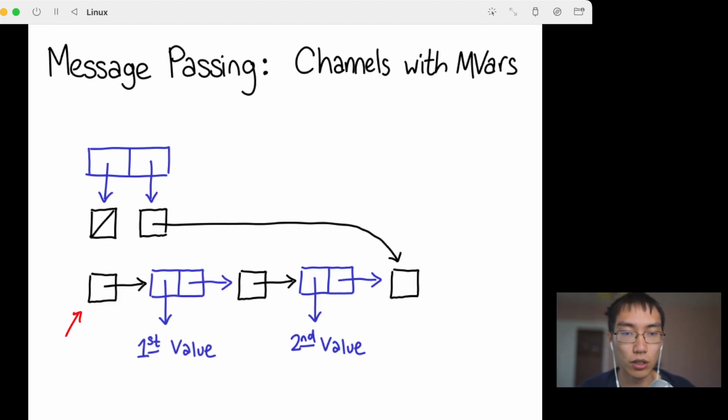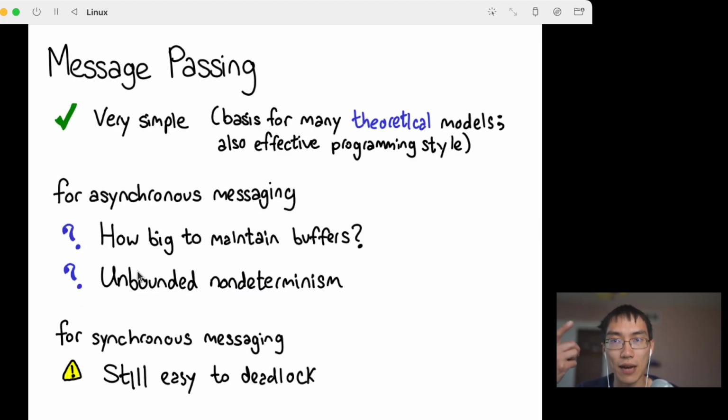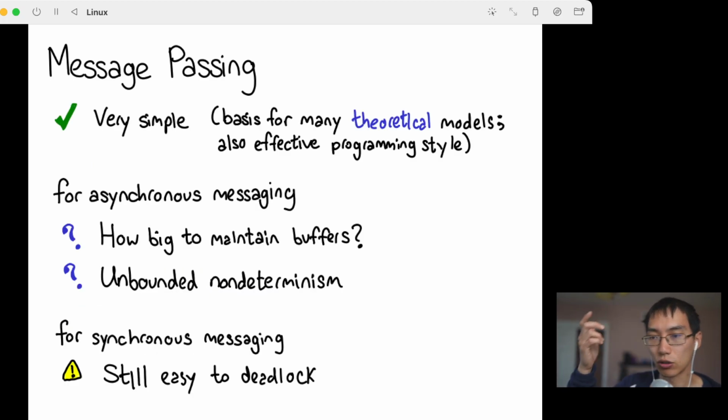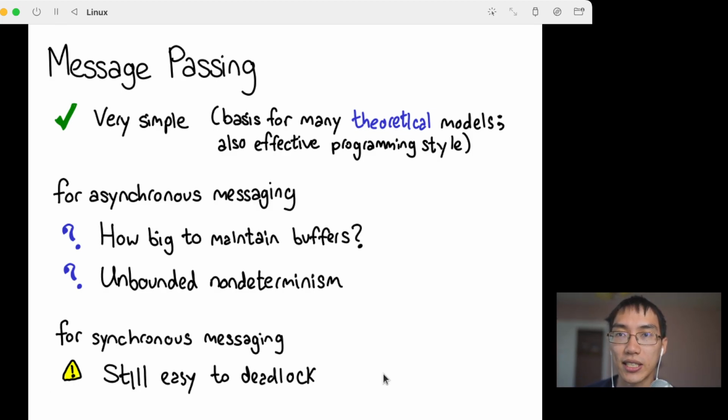In particular, the lock here is when we're trying to read out an element from the mvar itself. We have to take out the lock, then read it out, then fill it in, and then release the lock. Because every mvar constitutes a sort of one-place lock, it's still easy to deadlock when you're using mvars.